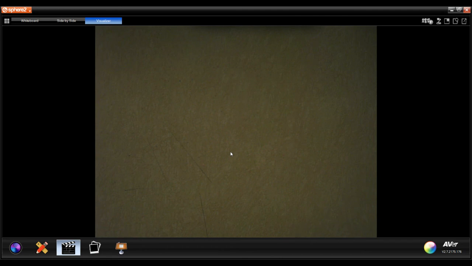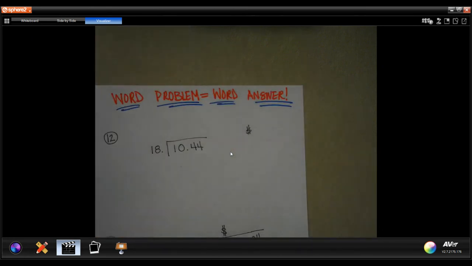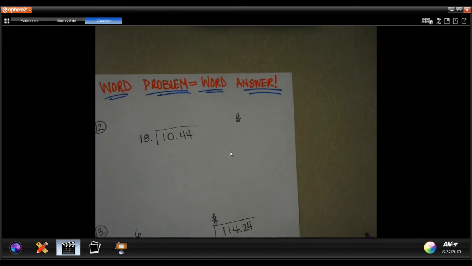We are going to go down to number 12. I'm going to read it to you. It says, Jake earned $10.44 interest on his savings account for an 18-month period. What was the average amount of interest Jake earned on his savings account per month? So whatever we're going to wind up with, we're going to wind up with in money.